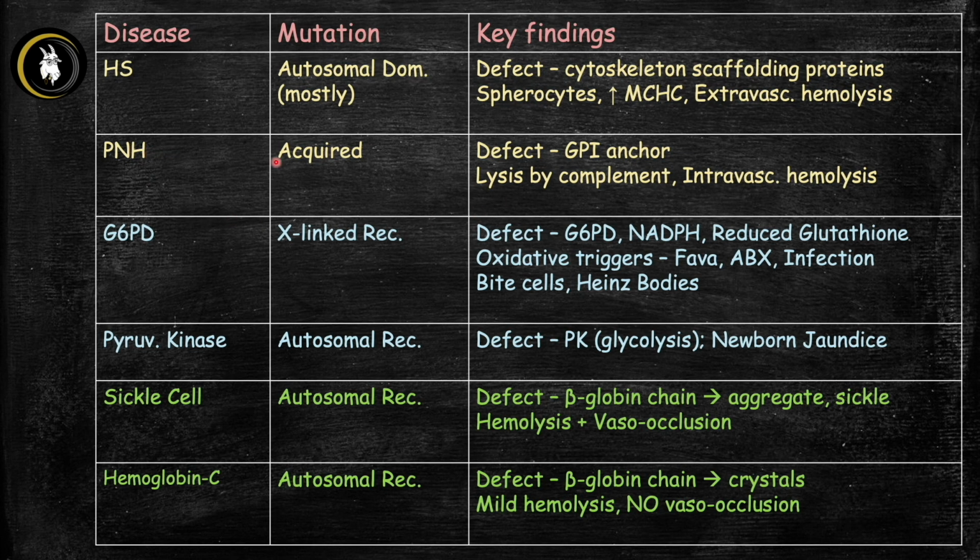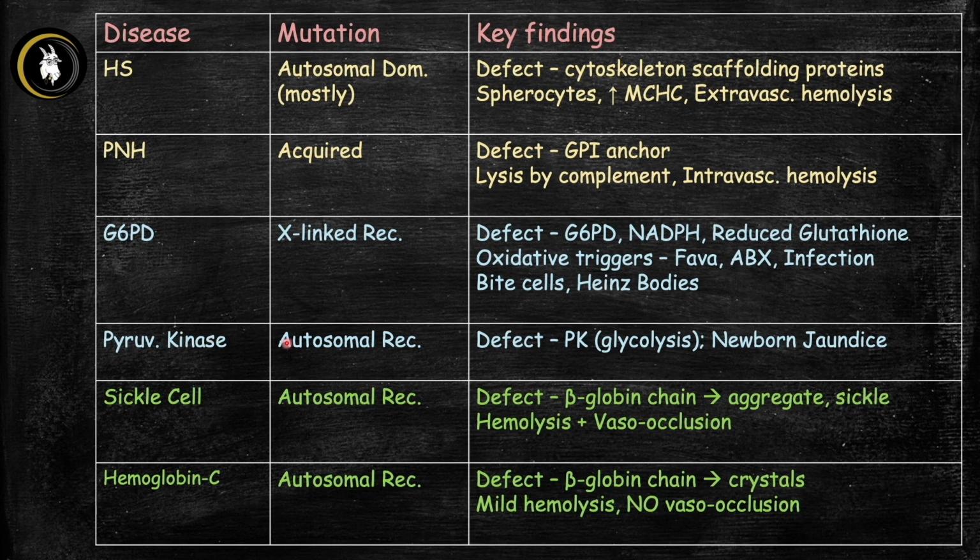Paroxysmal nocturnal hemoglobinuria is the only one that is an acquired mutation. The defect was in the GPI anchor. It led to lysis by the complement system and intravascular hemolysis. G6PD is X-linked recessive. The defect is in G6PD, which leads to decrease in NADPH and decreased reduced glutathione. The oxidative triggers are the key here that lead to hemolysis, such as fava beans, some antibiotics, and infections. And the key smear findings here are bite cells and Heinz bodies.